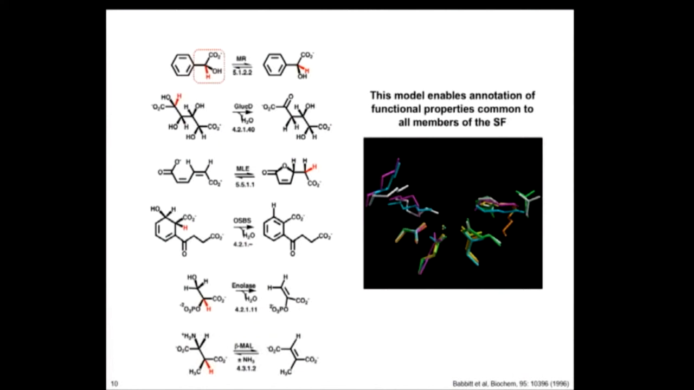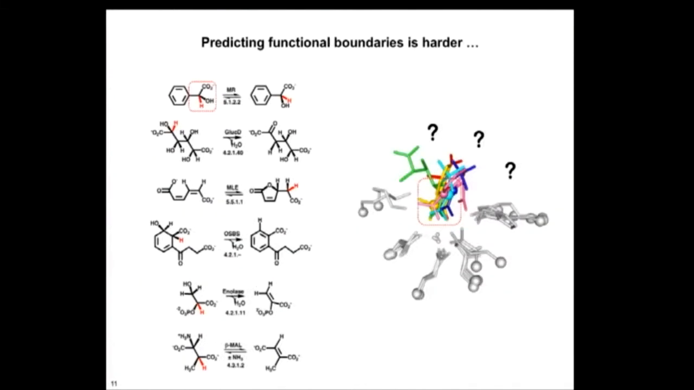It doesn't tell us the overall reaction, it doesn't distinguish these reactions, and it doesn't tell us the substrate. Predicting the functional boundaries for specificity, that is reaction specificity, and the substrate that's used is much harder. And that's because if we look at this conserved machinery in that active site, and we look at that substructure sitting, the pose in the active site is very locked in. But the rest of the ligand is all over the place here.